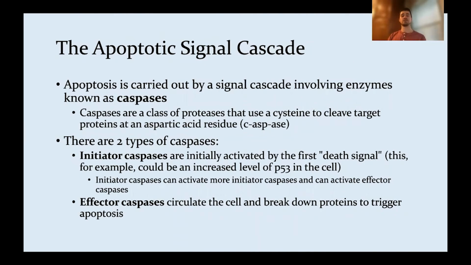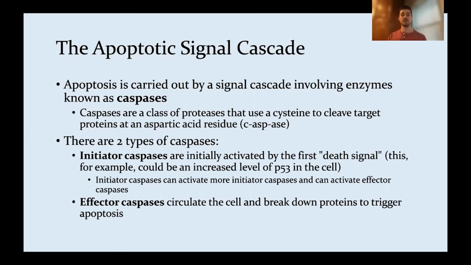And as far as the actual signal cascade, apoptosis is carried out by a cascade which involves enzymes known as caspases. So caspases are a class of proteases. Remember, proteases cleave proteins. And the reason why they're called caspases is because they use a cysteine to cleave target proteins at an aspartic acid residue. So you can see that the C comes from cysteine, the ASP comes from aspartic acid. So that's where the name caspase comes from.